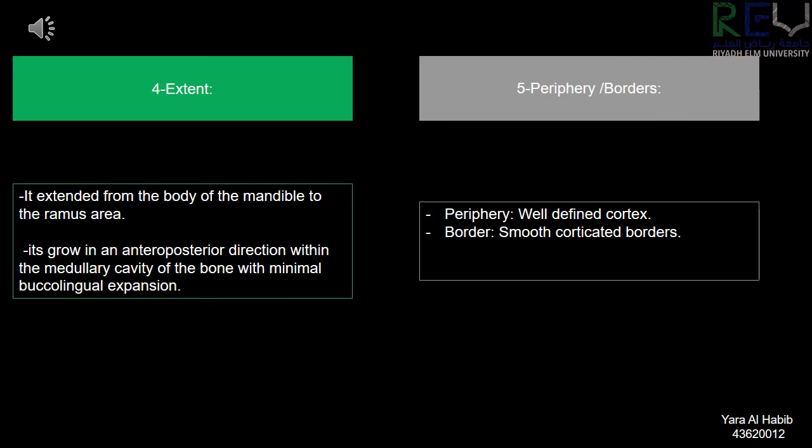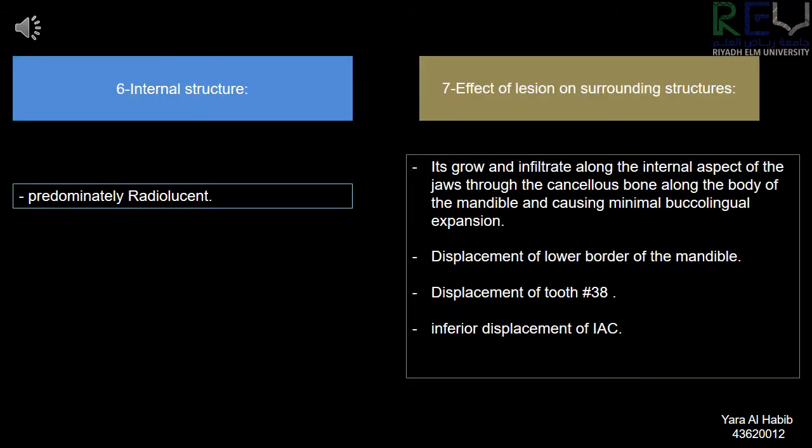Regarding the extent, it extends from the body of the mandible to the ramus area, and it grows in an anterior-posterior direction within the medullary cavity of the bone with minimal buccolingual expansion. About the periphery and borders, the periphery is a well-defined cortex with smooth corticated borders. Internal structure is predominantly radiolucent.